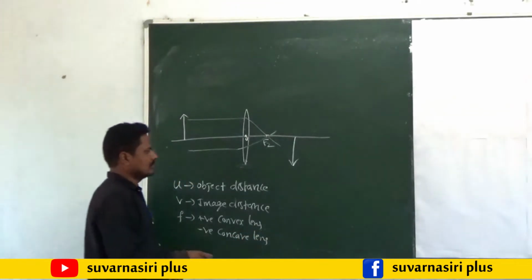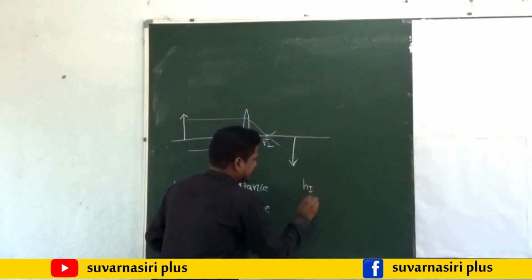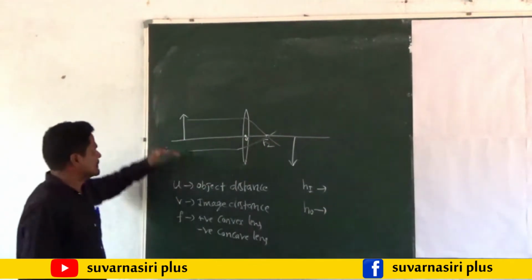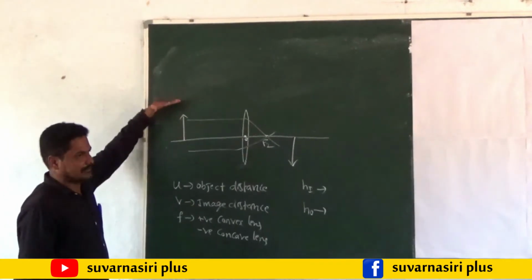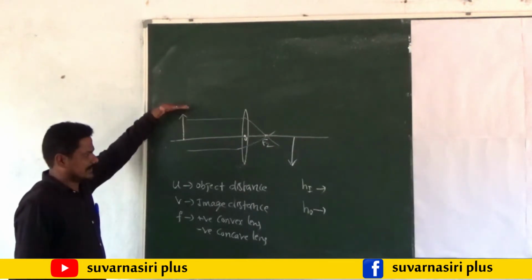And next we have to study height of the image and height of the object. Any height above the principal axis, we have to take as positive.